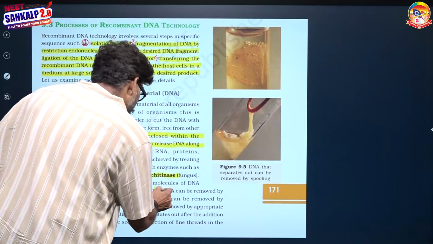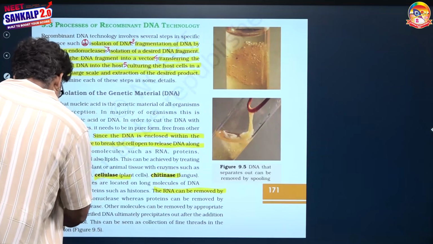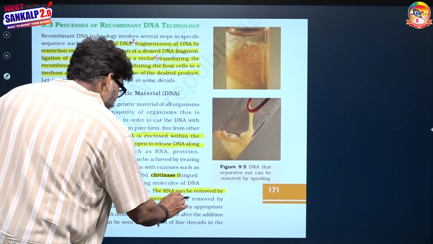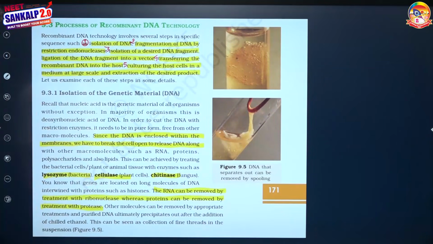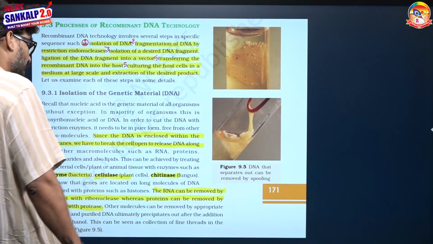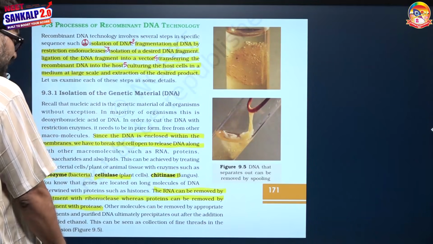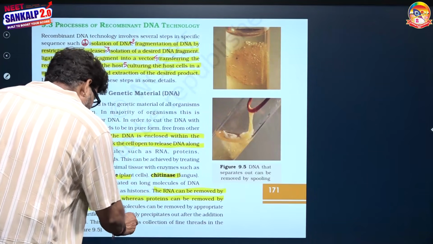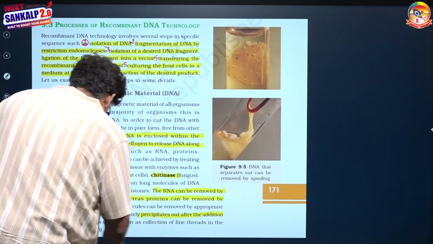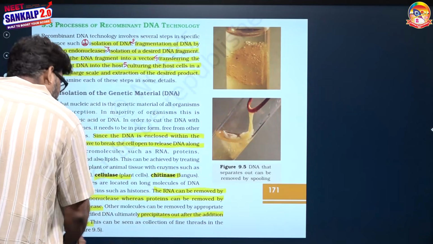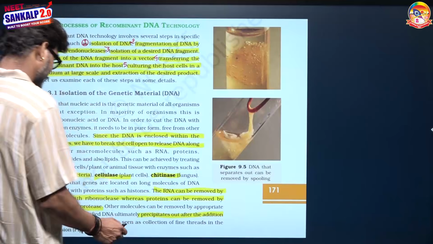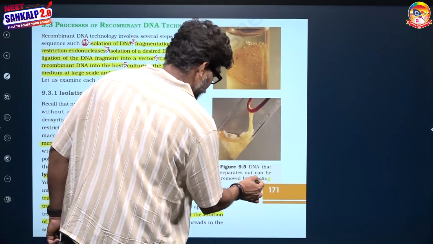The RNA can be removed by treatment with ribonucleases, whereas the proteins can be removed by treatment with proteases. Other molecules can be removed by appropriate treatment, and purified DNA is ultimately precipitated out after the addition of chilled ethanol. This precipitation of the DNA in chilled ethanol is known as spooling. This is spooling.